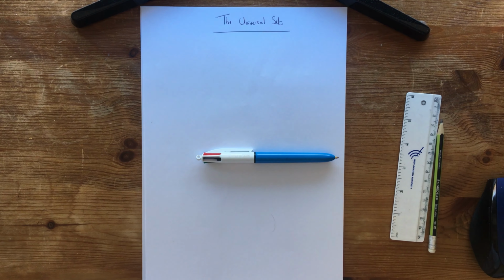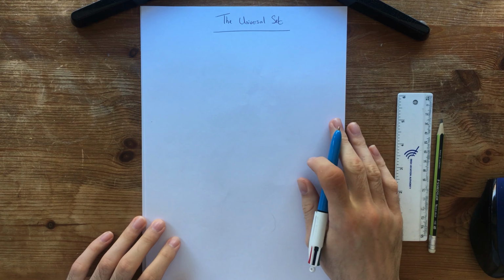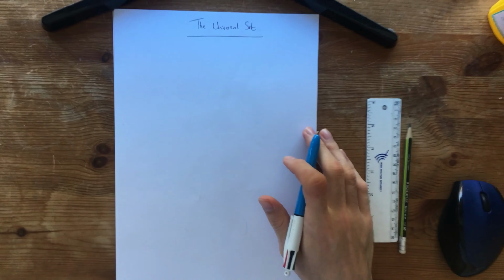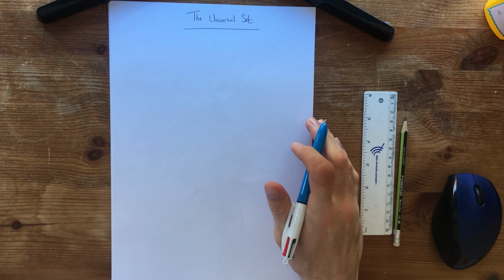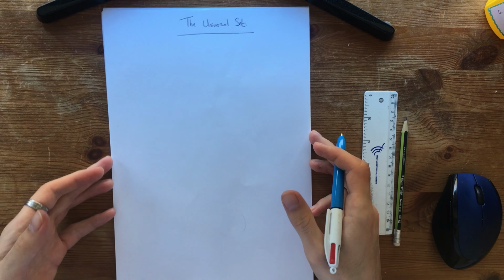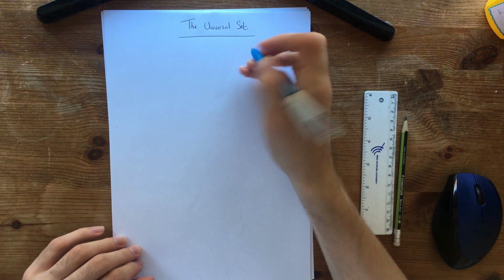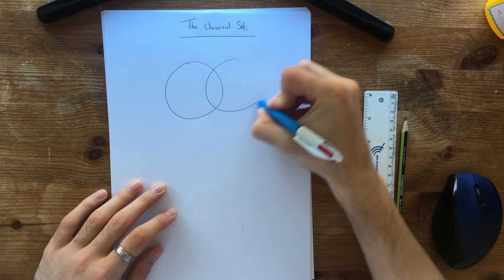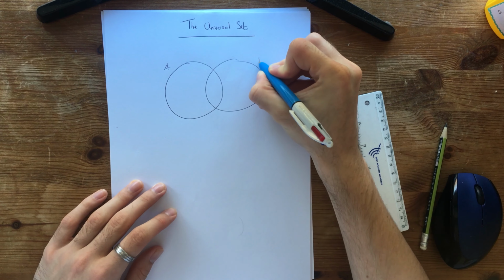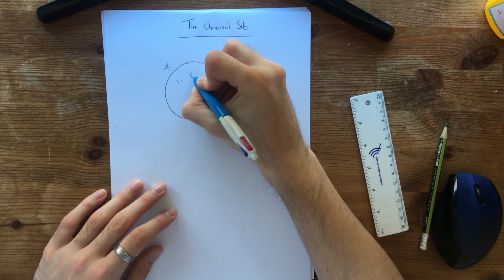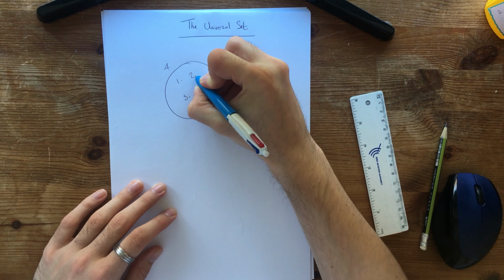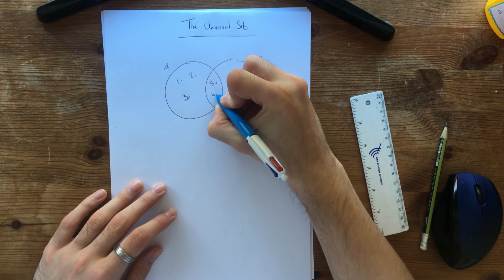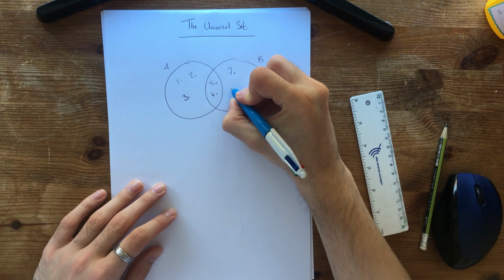Okay, so we're going to finish off by looking at the universal set. So what is the universal set? Well, it's basically just everything that isn't in the other two sets that we're looking at. So how we show this is, say if we have two sets, let's call them A and B, and I'm just going to throw in some random numbers, 1, 2, 3, maybe 5 and 6 in here, and 7, 8, 9. Okay.